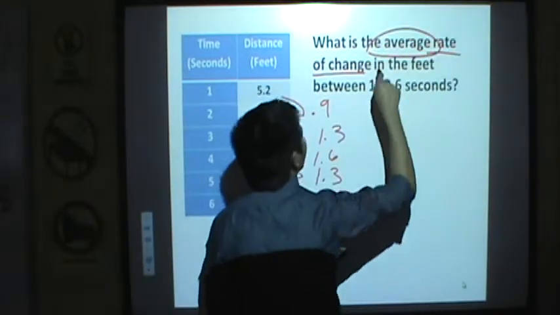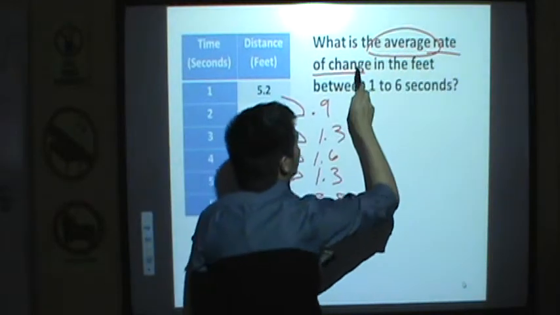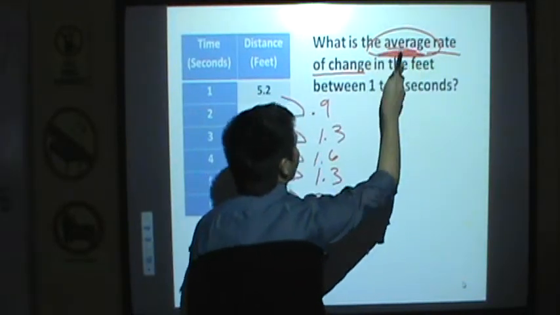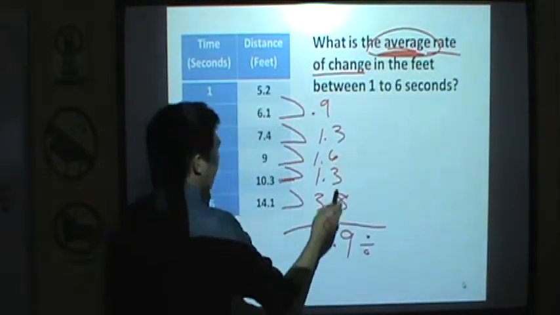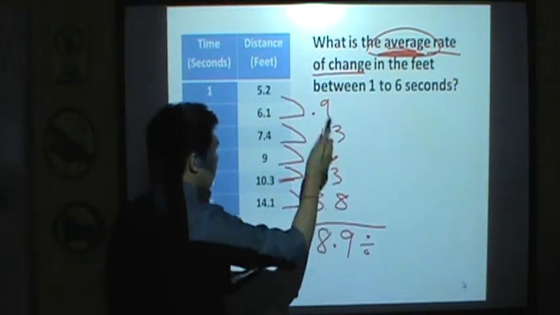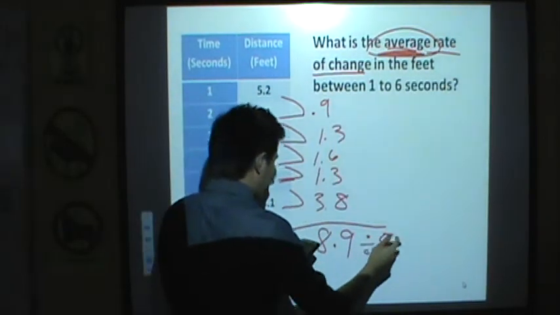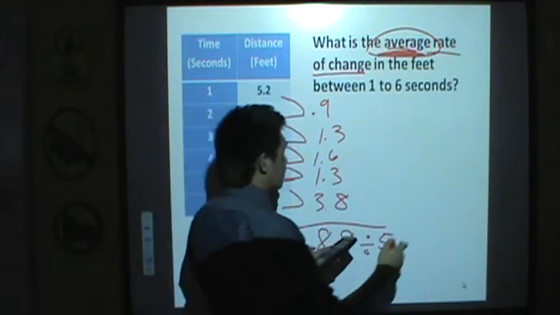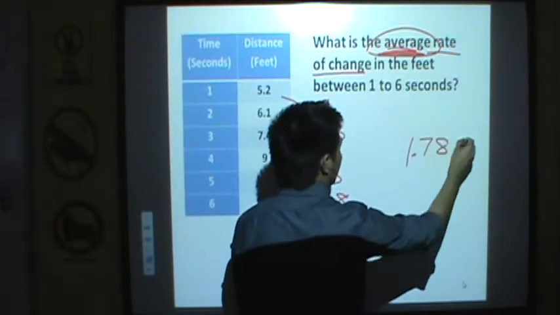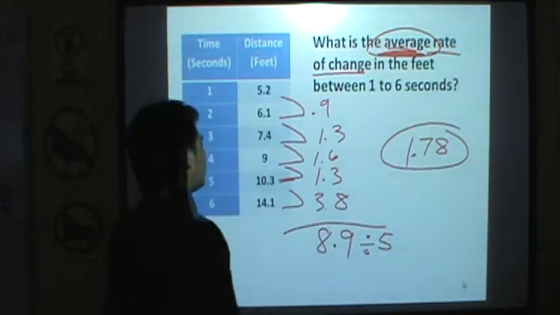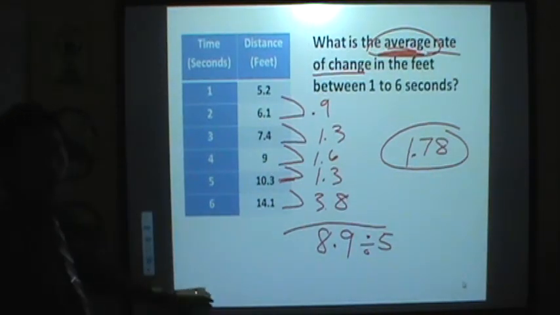Now, we just found the rate of change. This time we're going to go ahead and find the average. Since we're looking for the average, 1, 2, 3, 4, 5, we add all the numbers divided by 5, and the answer is 1.78. That is the final answer. Again, you can pause the video or rewind, and that's about it.